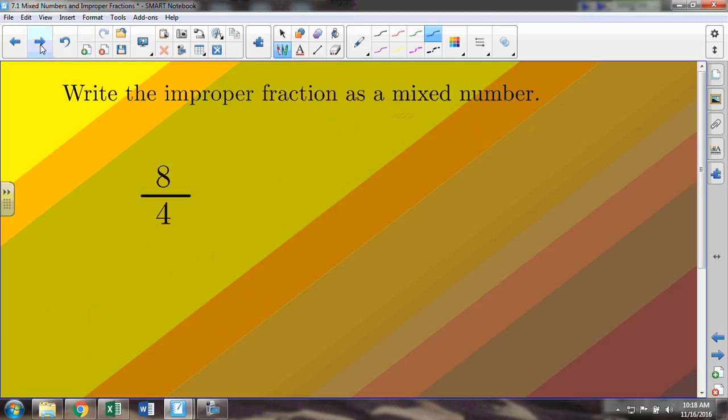All right, what about here? 8/4. 8 divided by 4 goes in twice. And we've got no remainder. Anytime you've got a remainder of 0, you never bother writing the fraction. You'll just leave it as 2.